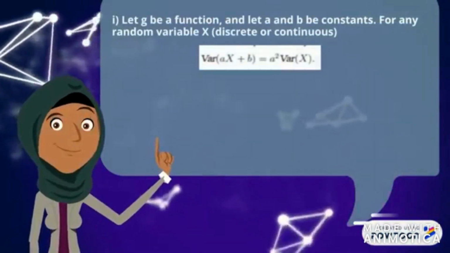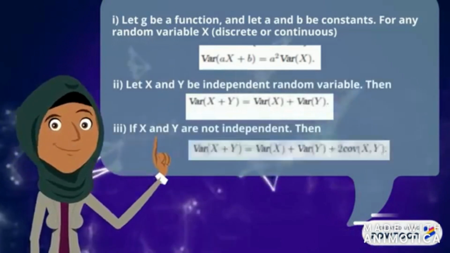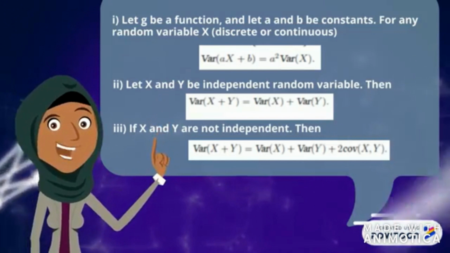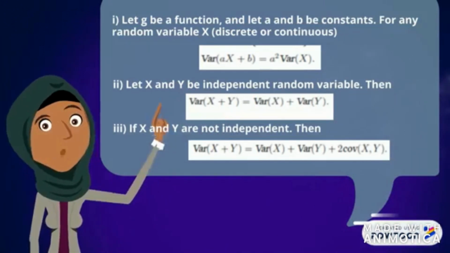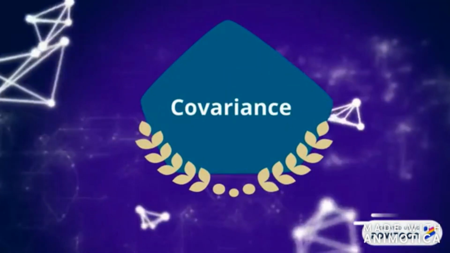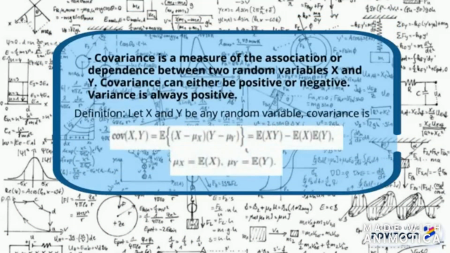First, let g be a function and let a and b be constants for any random variable X, discrete or continuous. Second, let X and Y be independent random variables. Third, if X and Y are not independent, covariance is a measure of dependence between two random variables X and Y. Variance is always positive, meanwhile covariance can be either positive or negative or even zero.